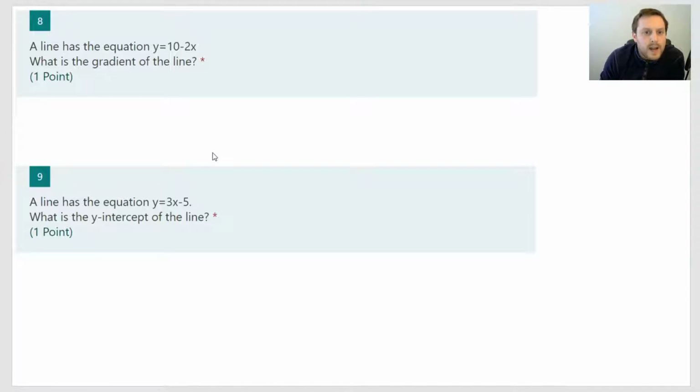Number 8. A line has that equation. What is the gradient of the line? So just be very careful, guys. The sign sticks to what comes after it, remember. That's minus 2x. So how many x's is that? It's minus 2 of them. So the gradient is minus 2.